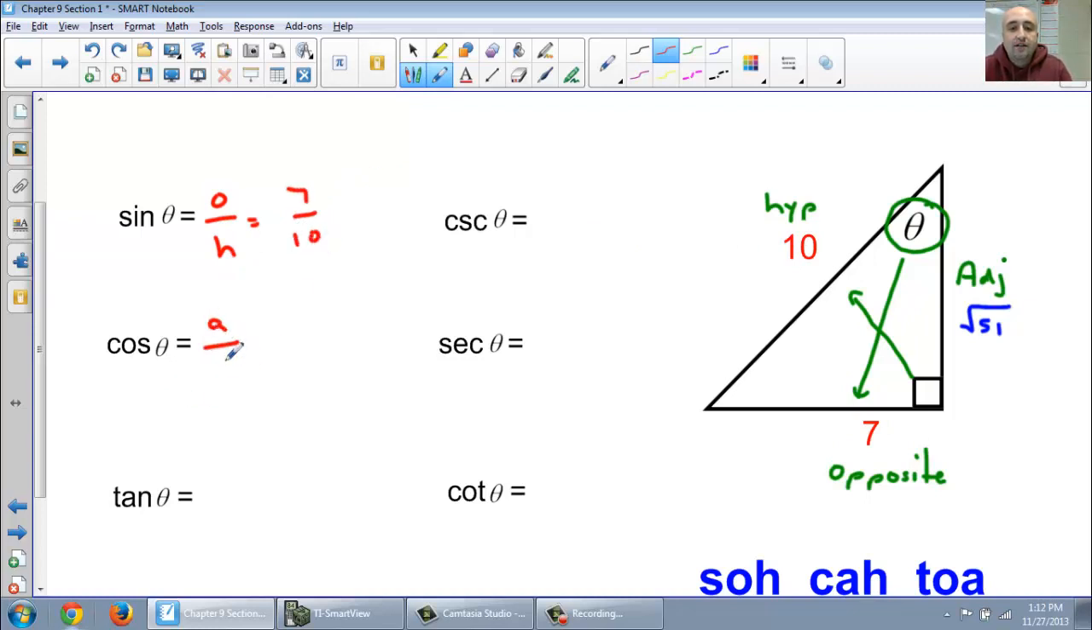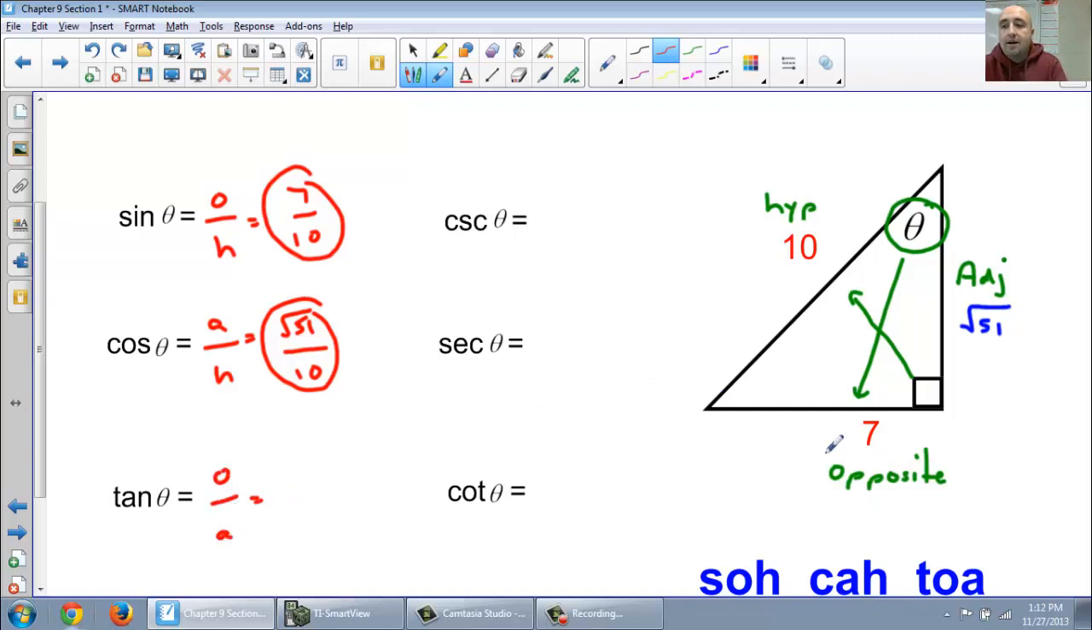Cosine is adjacent over hypotenuse. Remember SOHCAHTOA down here, you can remember it from that. Adjacent is square root of 51. Hypotenuse is 10. Now, if we had to, you would need to reduce square root of 51, but square root of 51 cannot be reduced, so you just leave it. Okay? Tangent is opposite over adjacent. Opposite is 7, adjacent is root 51, so 7 over root 51. We'll have to go back and do something with that in a second.